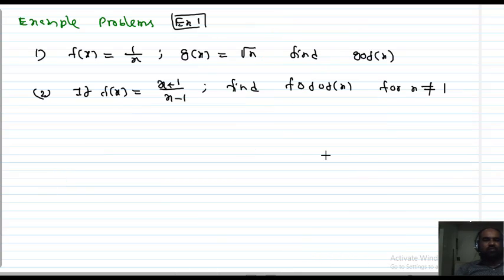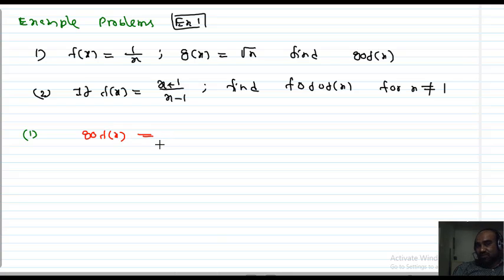Okay, students, some example problems. First problem: f of x is given, g of x is given, find G circle f of x. Here I am not finding domains and ranges. Even though I am not checking whether G circle f exists or not, it will exist. I just want to find the rule followed by the new function G circle f. That's all.